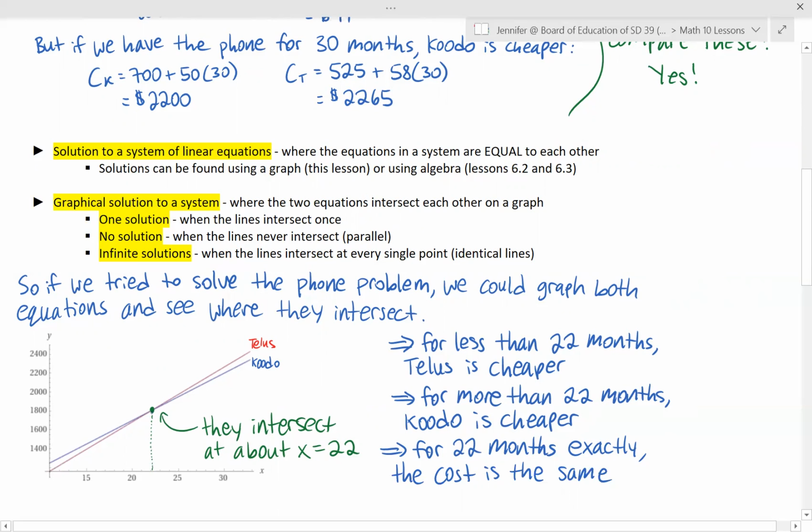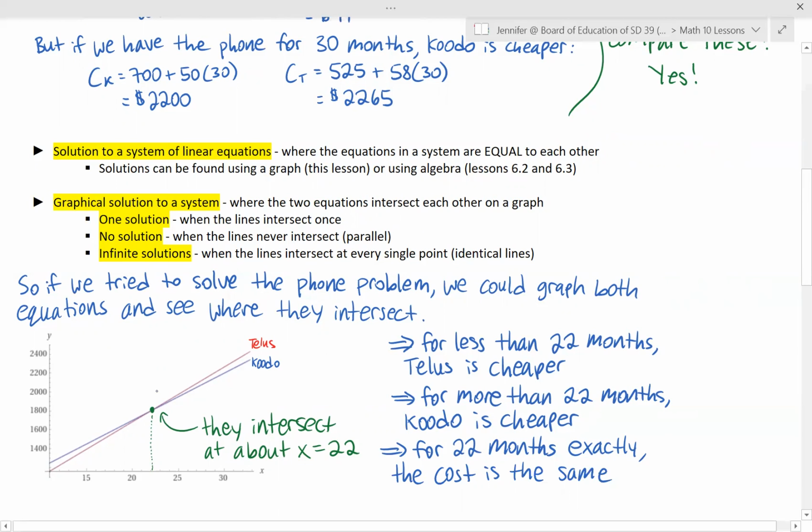But after that intersection point, they switch. Now TELUS is more expensive than Kudo if you have the phone for longer than 22 months. So this graph has a ton of very helpful information for you, because you know at exactly what point one of the companies will become more expensive than the other.